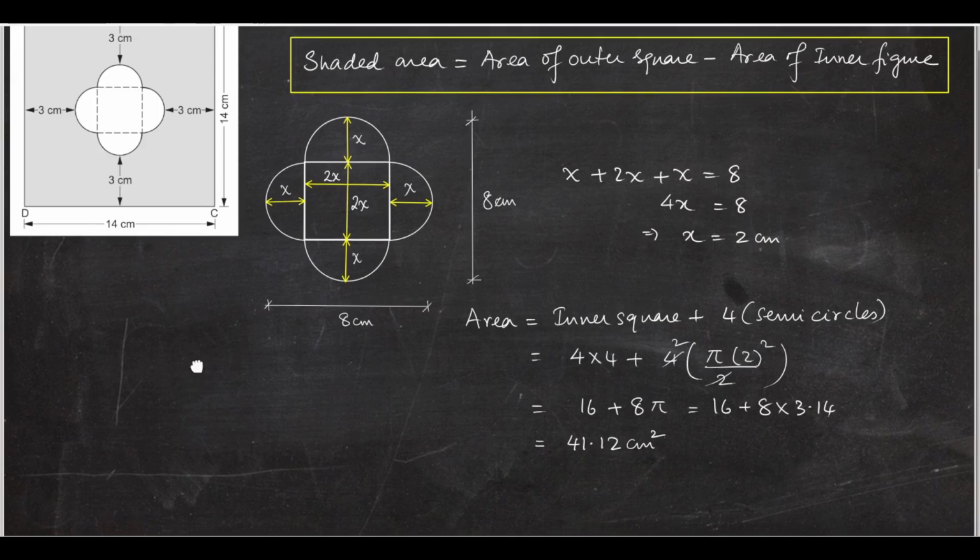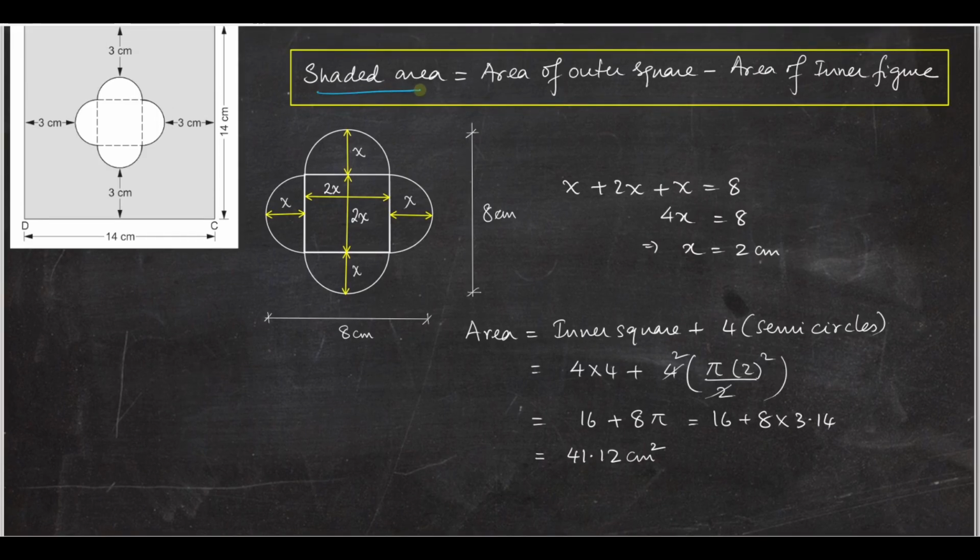Now all we need to do, based on what we have written here, is that the shaded area is equal to the area of the outer square minus the area of the inner figure, which we have just calculated to be 41.12 square centimeters. Therefore, shaded area is equal to 14 times 14 minus 41.12, that is 196 minus 41.12, which comes to 154.88 square centimeters, which is the final answer.